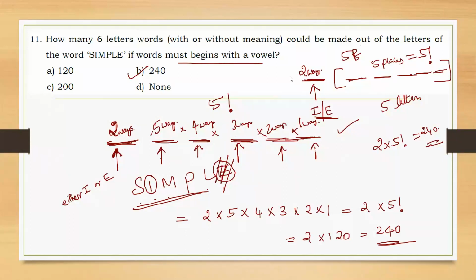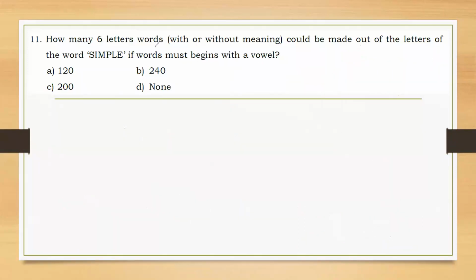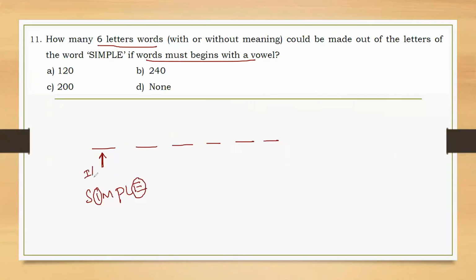So once again, I repeat this question. How many 6-letter words can be formed using the word simple, but the word must begin with a vowel? This is the condition here. So this place must start with a vowel, and we have 2 vowels in the word simple. It may be filled with either I or E, so 2 possible chances, 2 ways. Anyone will come in the place.